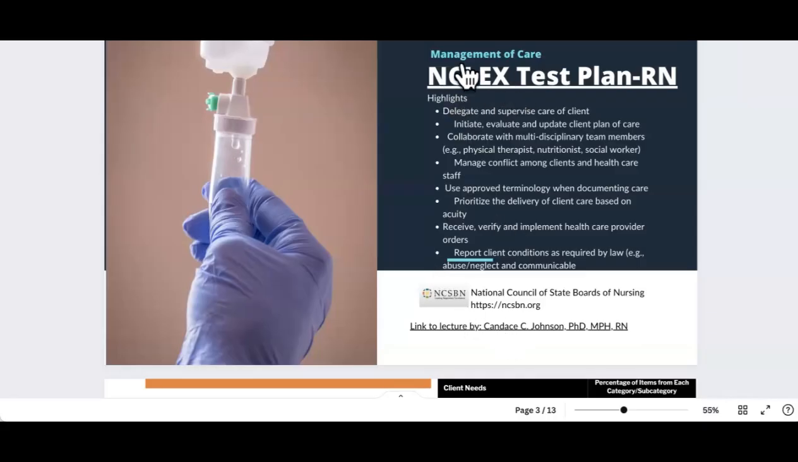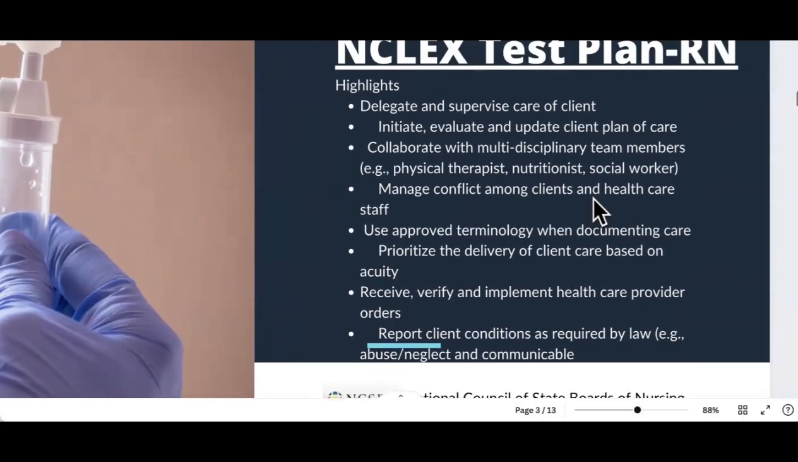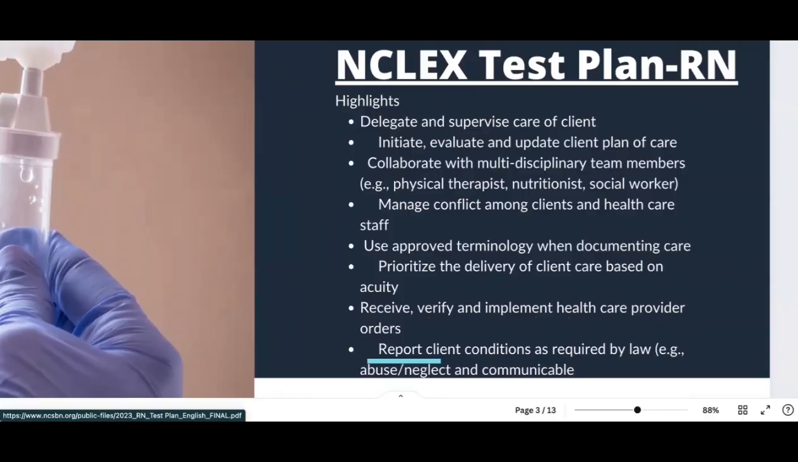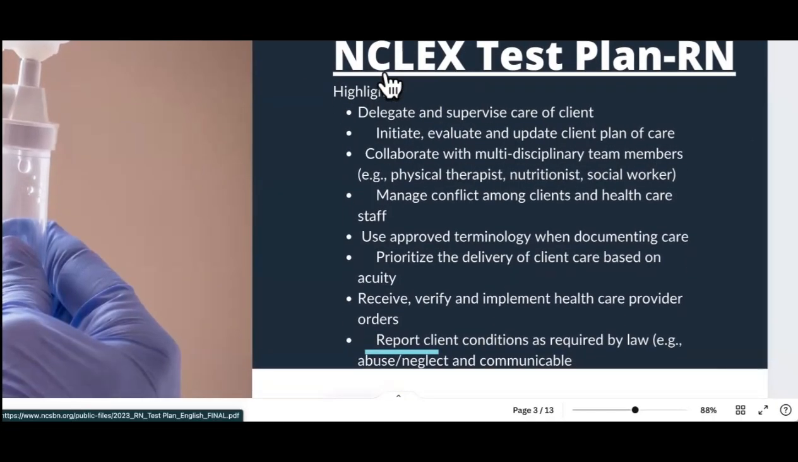Okay, with the management of care category, it's one of 8 categories that you're going to be tested on the NCLEX. The management of care category, the main highlights involve, let's see if we can zoom in just a little bit closer here so you guys can see pretty well. All right, so what are the highlights of management of care? One of the 8 areas on the NCLEX.